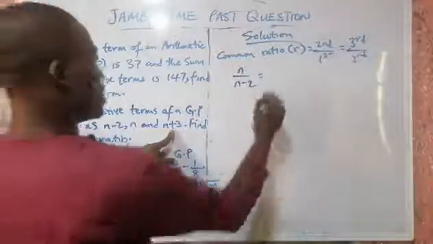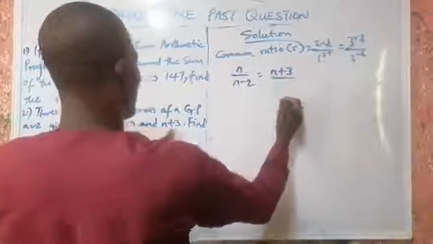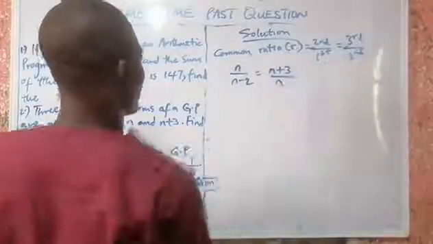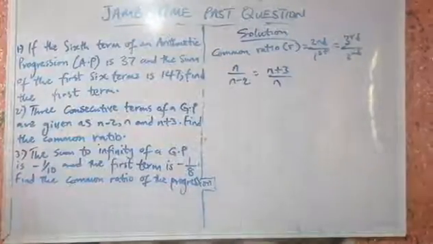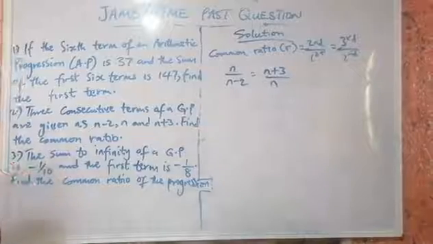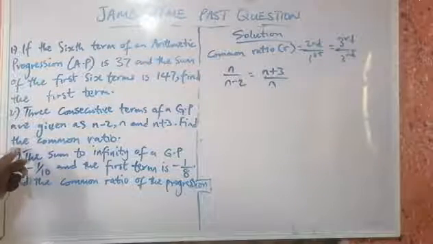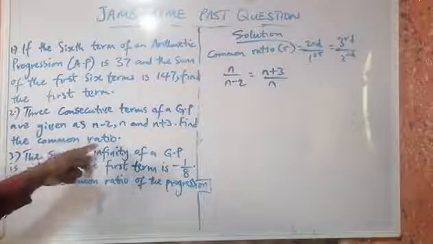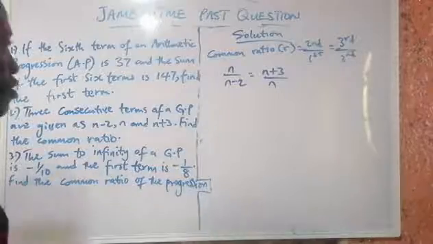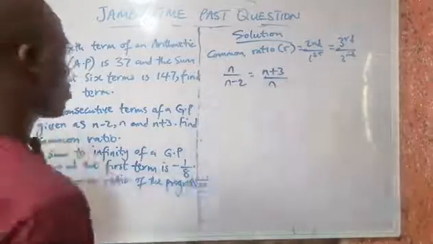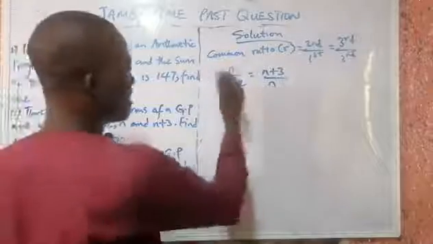The third is what? N plus 3 over what? N. Okay, so that's what we'll have. So with this, we can actually first calculate our n, so that we can calculate our what? Common ratio. So what will be our n in this case?